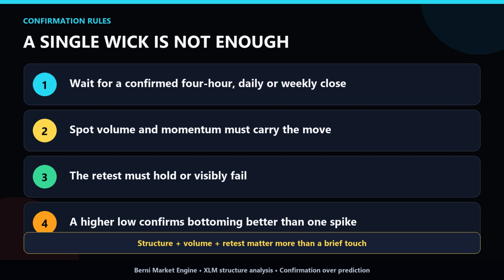Four filters apply to every level. First, wait for a confirmed closing price. Second, spot volume and momentum must carry the move. Third, the retest must hold or clearly fail. Fourth, a higher low confirms bottoming better than a single fast spike.